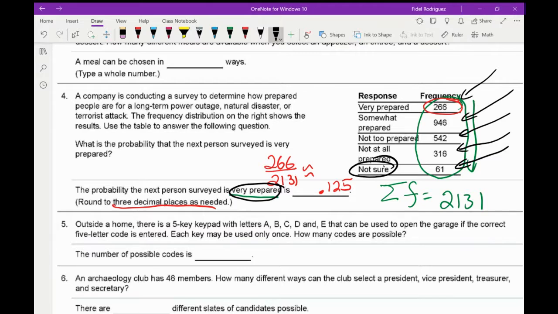So the idea is, it's not so important to me what the numbers are. It's more important to me, do I understand the idea? Do I understand what it is they're asking me to do? Okay. So I hope that helps. I hope that makes sense.